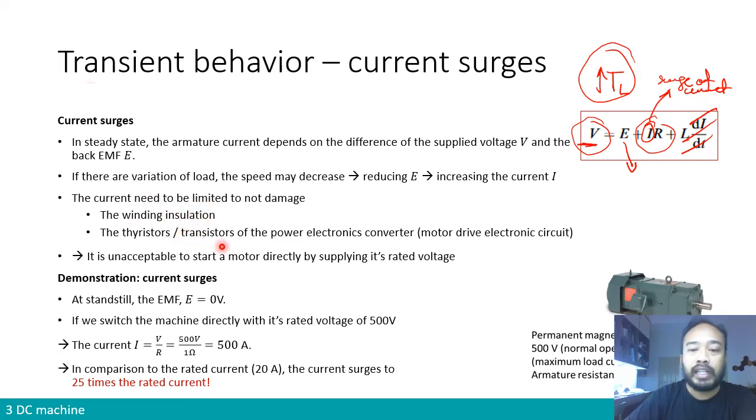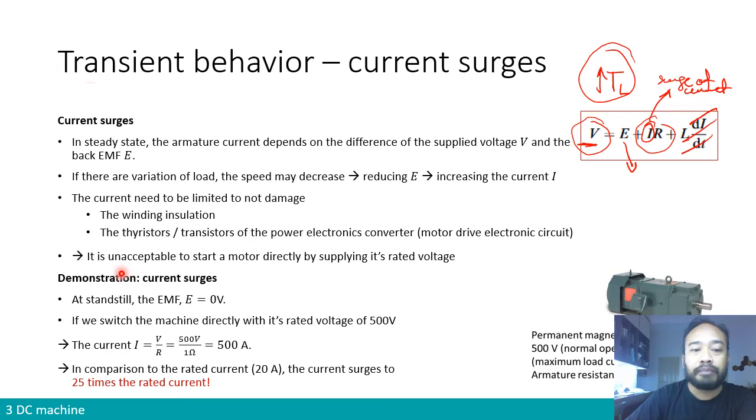The second component is the power electronics, your switches or your transistors and thyristors in the power electronic converter, or what we simply call the motor driver. In the motor driver, all the components, for example the transistors and switches, are rated for a certain current to go through them. If the current is too high in comparison to the rated current for the transistors, then you will burn your motor driver. The surge of current is particularly true during the phase of starting the machine.